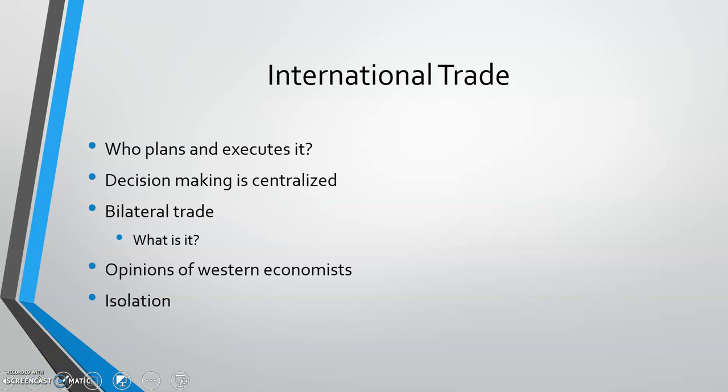The final part of the system we're going to look at is international trade. Who plans and executes it? Well, it's done by the foreign trade monopoly. And the decision-making is basically centralized in a few institutions, and most of the trading is bilateral. What does that mean? This means that the trades were directly negotiated each time with each specific partner. Some Western economists believe that the Soviets were actually deliberately following trade aversion. Also, it's important to note that they were pretty isolated from the world product along with capital markets.